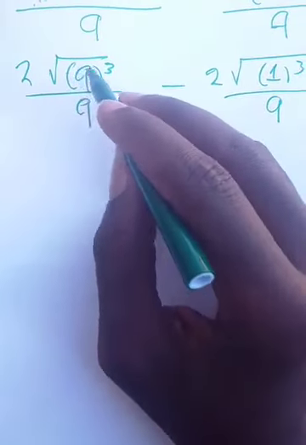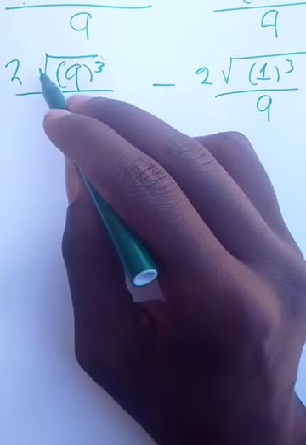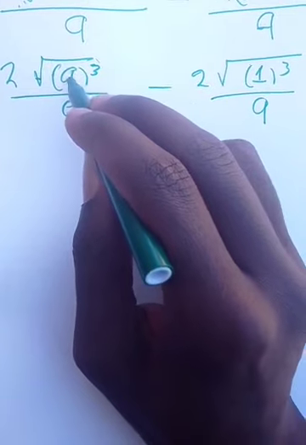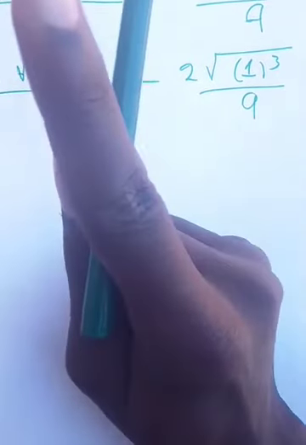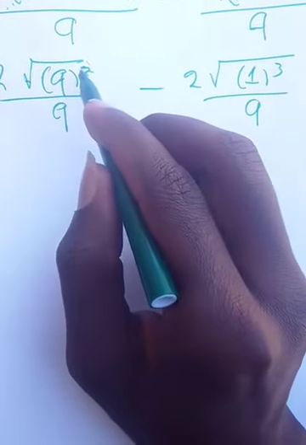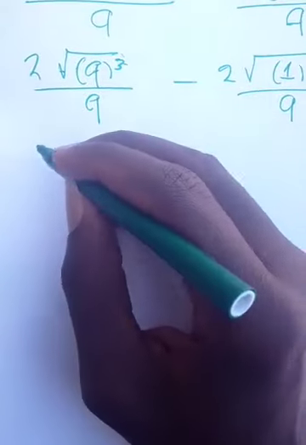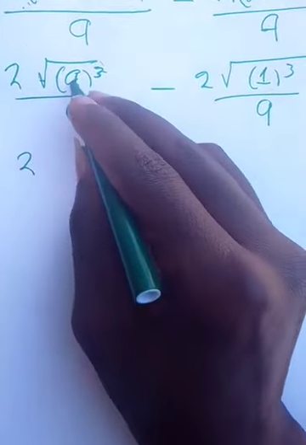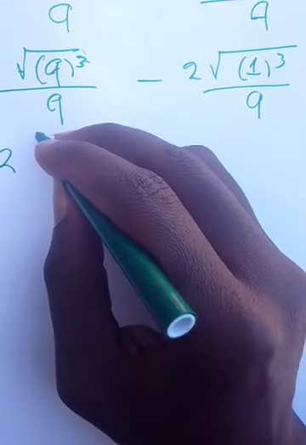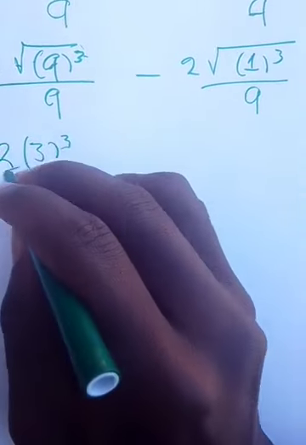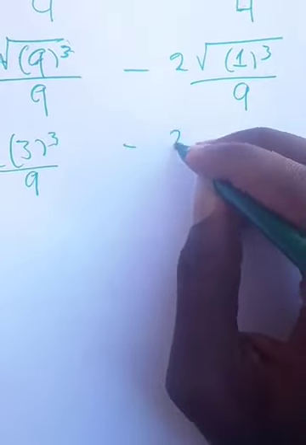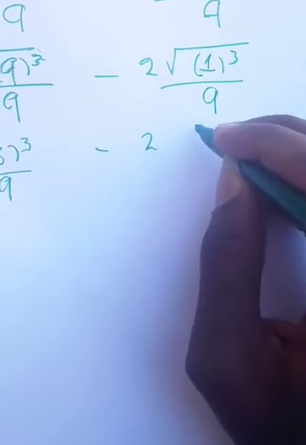So what you do in this case is that first, find the square root of 9. Then, the number that you're going to get, you raise it to the power of 3. What's the square root of 9? The square root of 9 is 3, right? So 3 to the power of 3 over 9 minus, even here same thing, the square root of 1 is 1, to the power of 3. This is how you solve this one.